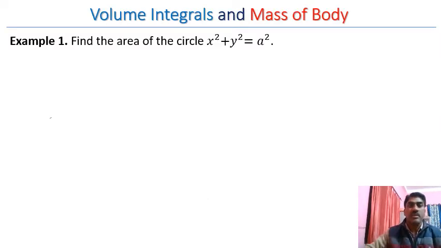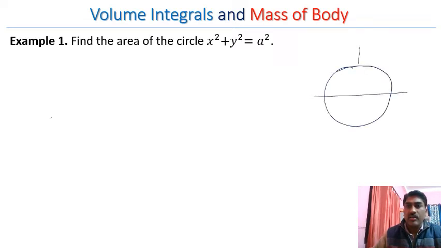So the first problem, a very simple one: find the area of the circle x square plus y square is equal to a square. So just take a circle. This is a circle, and I have drawn a representative circle. Its center is the origin, 0, 0, and the radius is a. So we will find the area.